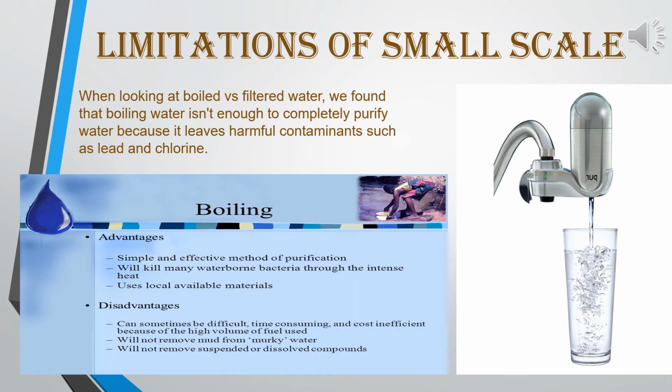Now limitations. Every process has some limitations. So here, limitations of small scale. When looking at boiled versus filtered water, we found that boiling water isn't enough to completely purify water because it leaves harmful contaminants such as lead and chlorine.